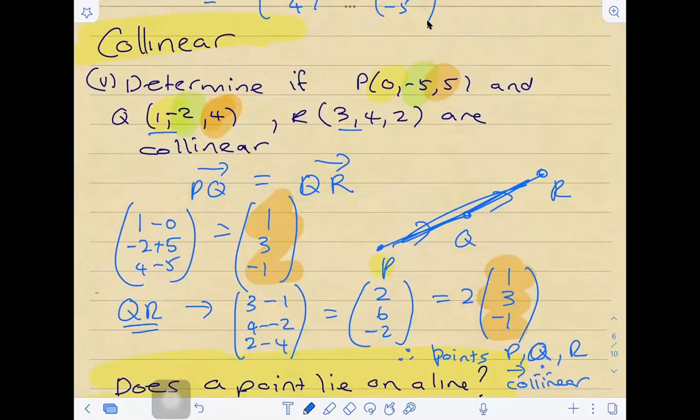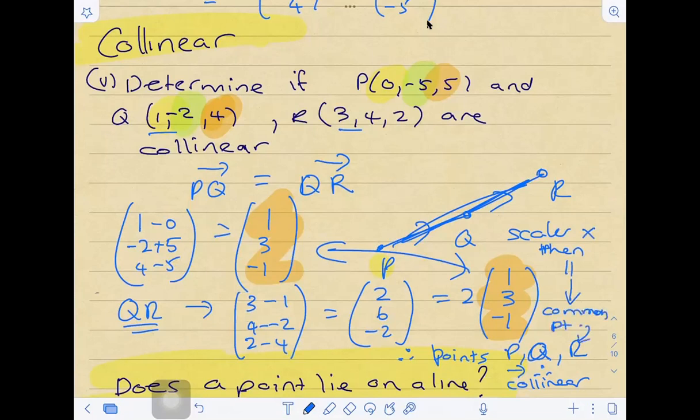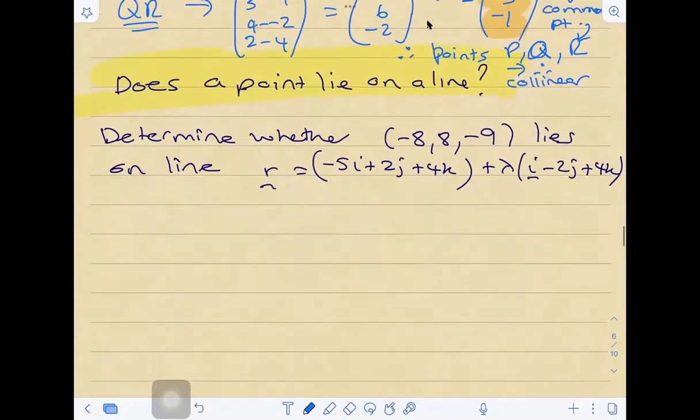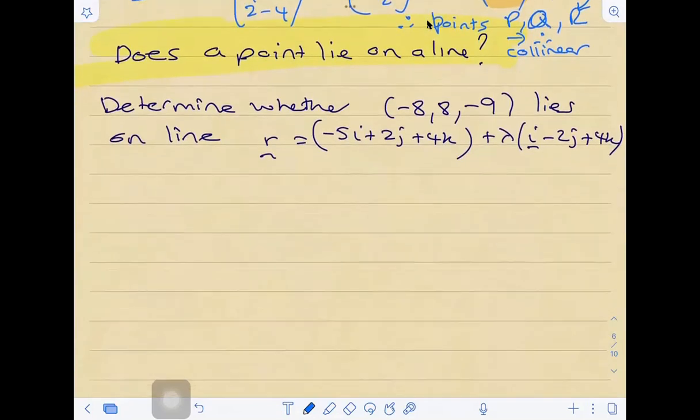It's because this tells you, because they're scalar multiples, then they are parallel. And if they are parallel and they have a common point, then they are collinear.